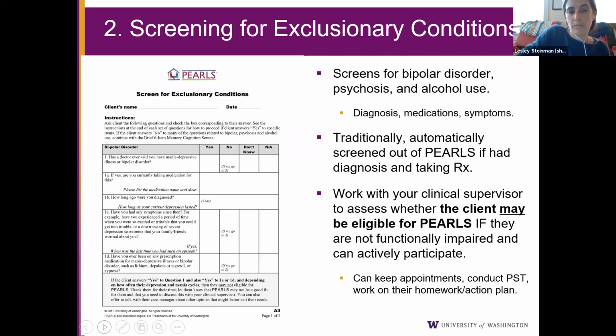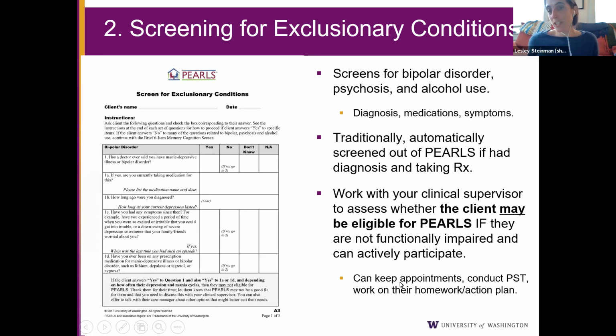So you're all familiar with these forms, and I leave it to you to decide how detailed to be. I will say too, some organizations have additional screening criteria to screen someone out, and it's okay to add those. There's nothing about PEARLS that says you can't use other criteria that work best for your organization.